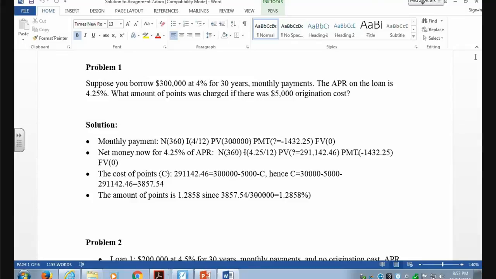We can solve it. I think what you did in the last step was what some of us did in class, where we divided. Listen, after you compute C, you need to divide in order to get the points. After you get the discount points you pay in terms of dollars, divide by the loan amount, and you get the discount points.